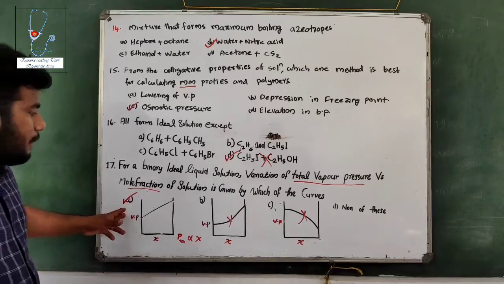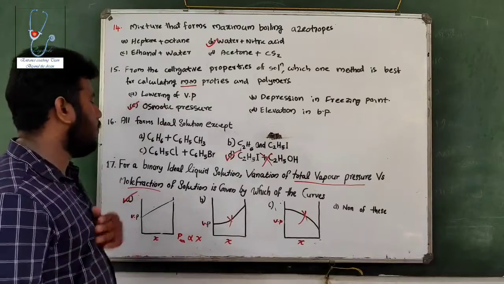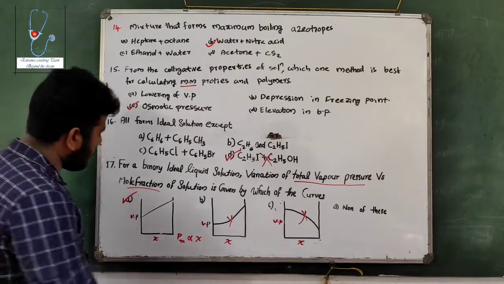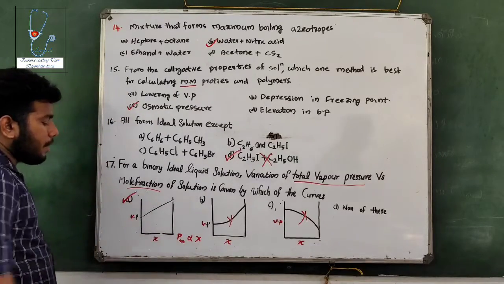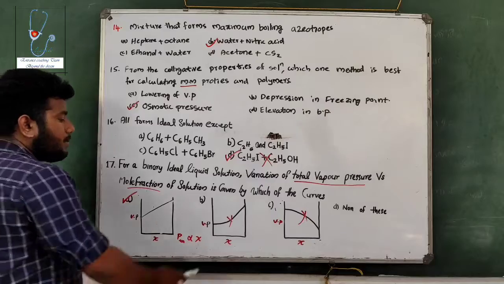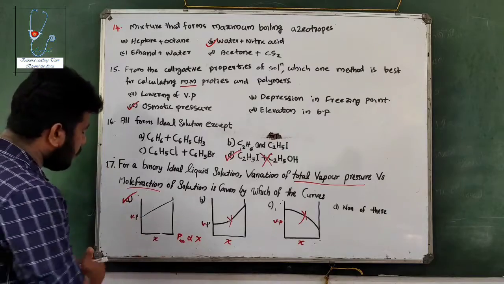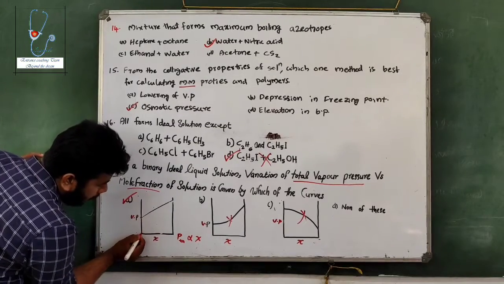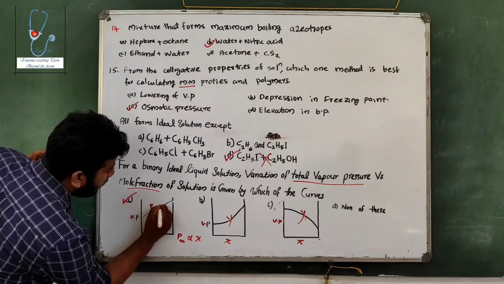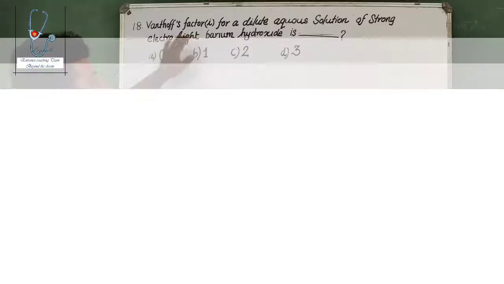Once again I repeat: for a binary liquid solution, the variation of total vapor pressure versus mole fraction of solution is given by which of the following curves? Here option A is correct, because vapor pressure is proportional to mole fraction, and we get a straight line from this graph. Option B is not a straight line, option C is not a straight line. Some of you may have a doubt whether this graph starts from here or here. This is a P total graph. It starts from here.